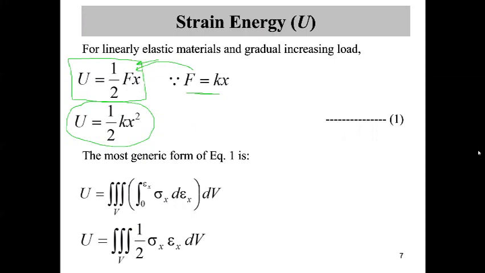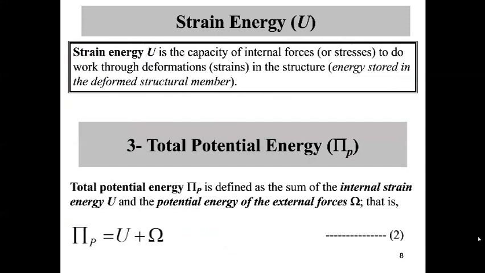The most generic form of equation 1 is the triple integral of the area under the stress strain curve with respect to volume, dV. For linearly elastic material, this equation can be rewritten as follows. The strain energy U is the capacity of internal forces or stresses to do work through deformations or strains in the structure, or the energy stored in the deformed structural member.